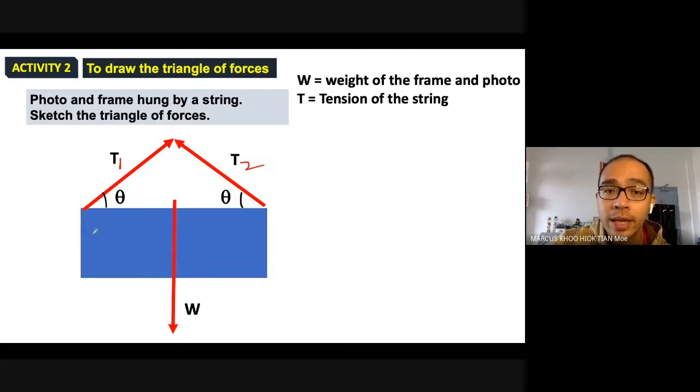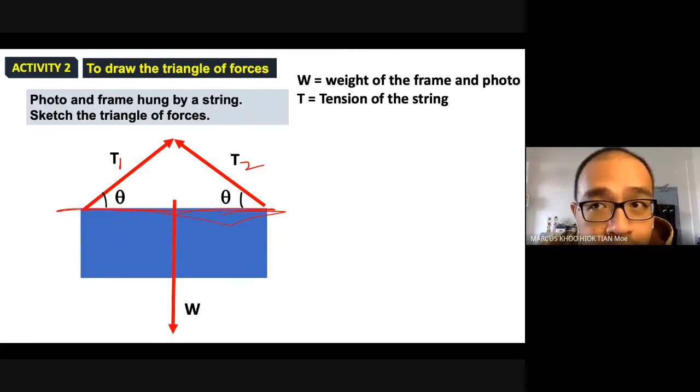Can you try to draw the triangle of forces on this one? Show me where theta is. That's the important thing. Where does theta go? Or do you have to calculate something else to find theta? This one is slightly challenging, but I want you to give it a try. Right, let's come back to this.